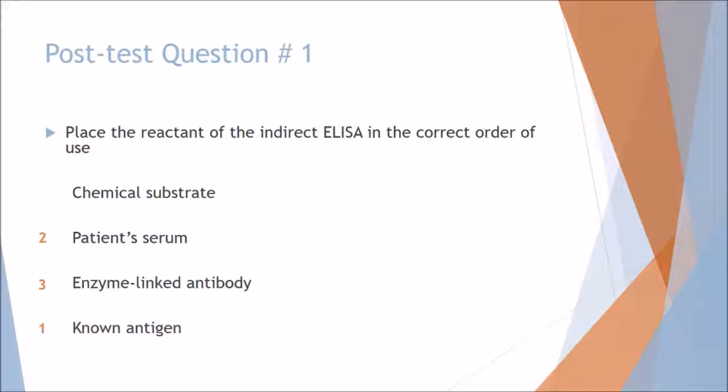Thirdly, we're going to add the enzyme linked antibody, or also called the secondary antibody. And last but not least, we're going to add our chemical substrate, and that substrate, like I just previously said on the previous slide, will cause a color change within the well, and that can indicate that the antibody is present.